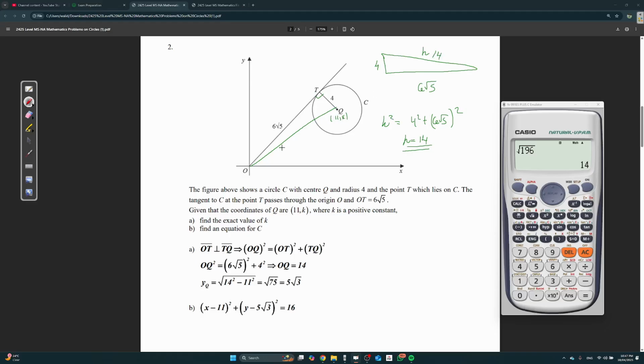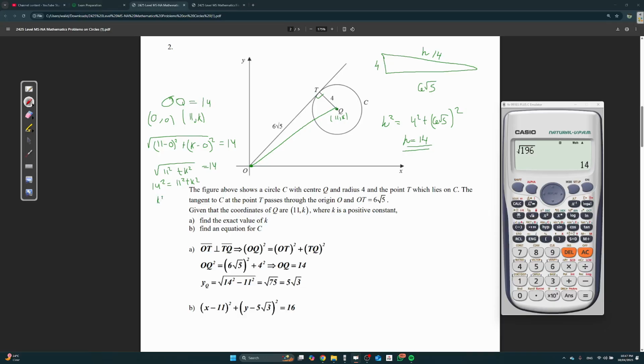So over here, we know that the distance from O to Q is equal to 14, right? We know that O is 0, 0, and we know that Q is 11, k. How do you also find the distance between 2 points? The distance between 2 points: x2 minus x1, 11 minus 0 squared, plus y2 minus y1, k minus 0 squared, radical, is equal to the distance, right? So let's do radical 11 squared plus k squared is equal to 14. Let's square both sides. You're going to get 14 squared is equal to 11 squared plus k squared.